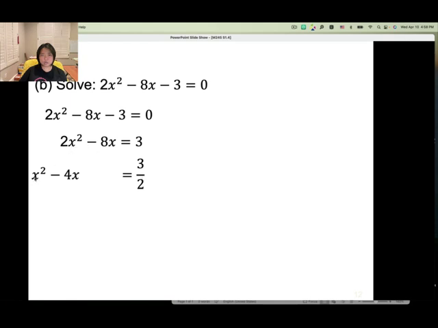So divided by 2, I'm going to get x squared. Divided by 2, I'm going to get 4x. Divided by 2, I have a 3 over 2 here. Okay, now we're going to add b over 2. This is going to be your b. b over 2 squared, which is going to be 4 over 2 squared.